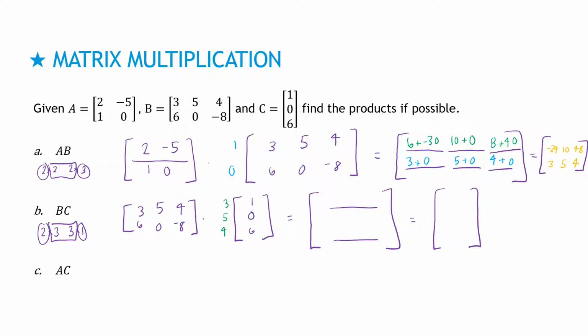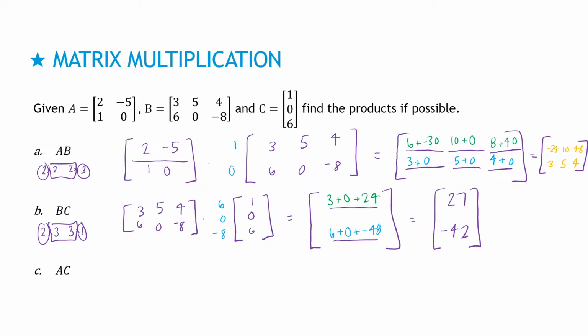So 3 times 1 is 3, plus 5 times 0 is 0, plus 4 times 6 is 24. Then I'm going to take my second row and do the same thing. 6, 0, negative 8. 6 times 1 is 6. 0 times 0, negative 8 times 6, negative 48. Final answer, 3 plus 24 is 27. 6 plus negative 48 is negative 42.